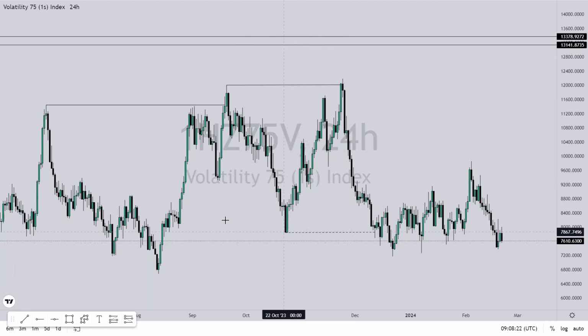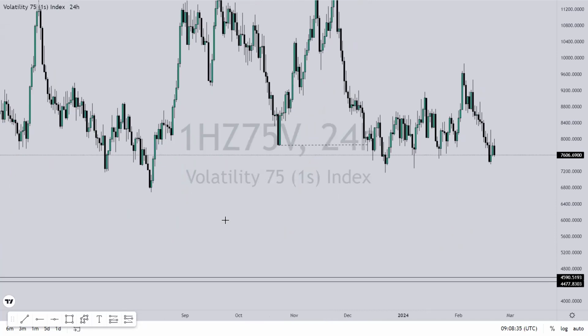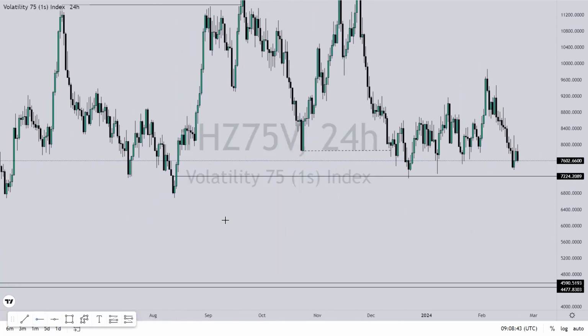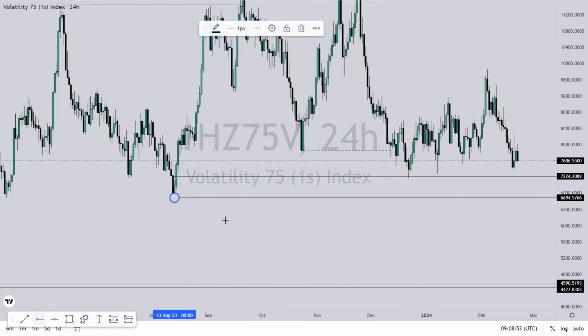In as much as this is a change of character, it could also serve as inducement. But remember, we don't have an inducement unless there is a validation. This could actually serve as inducement because this area is also untested. This sponsored candle is untested with this low. This low did not test this sponsored candle, so we could also see it as our inducement, but you can never tell what an inducement is until there is a validation that this is truly an inducement.